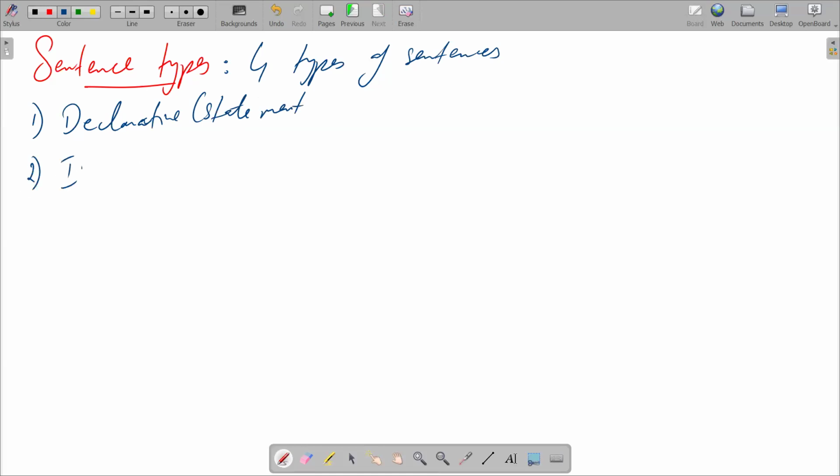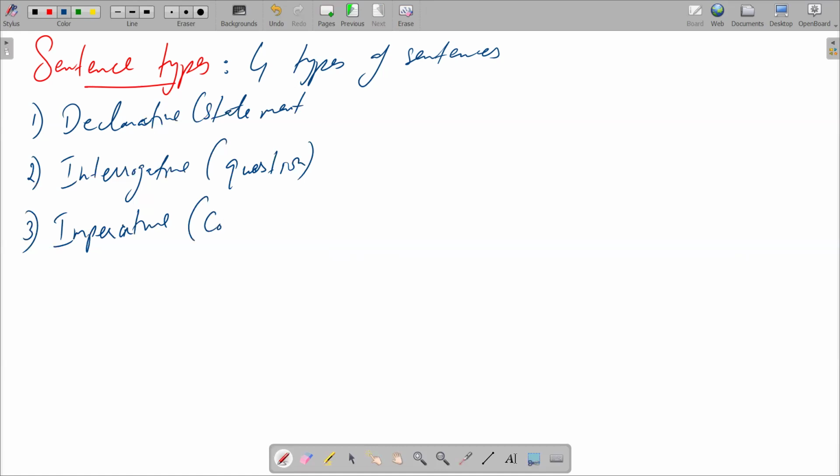Then you've got the interrogative, right, which is a question. The third is an imperative, right, which is either a command or a request. And the fourth is exclamatory, right, which basically is a sentence that has an exclamation mark at the end.